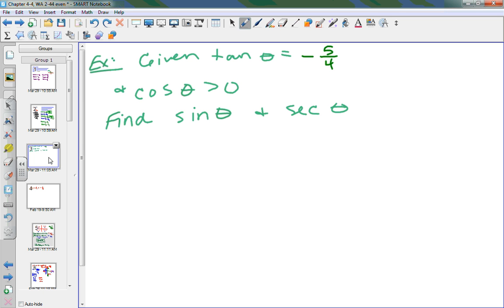Given the tangent of theta is equal to negative 5 over 4, and the cosine of theta is greater than 0, find the sine and the secant.